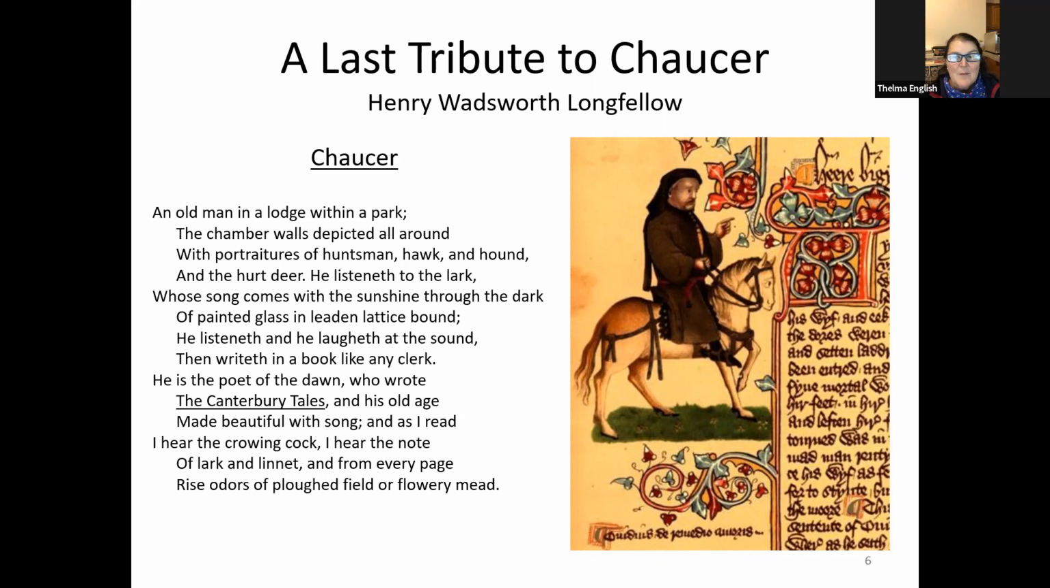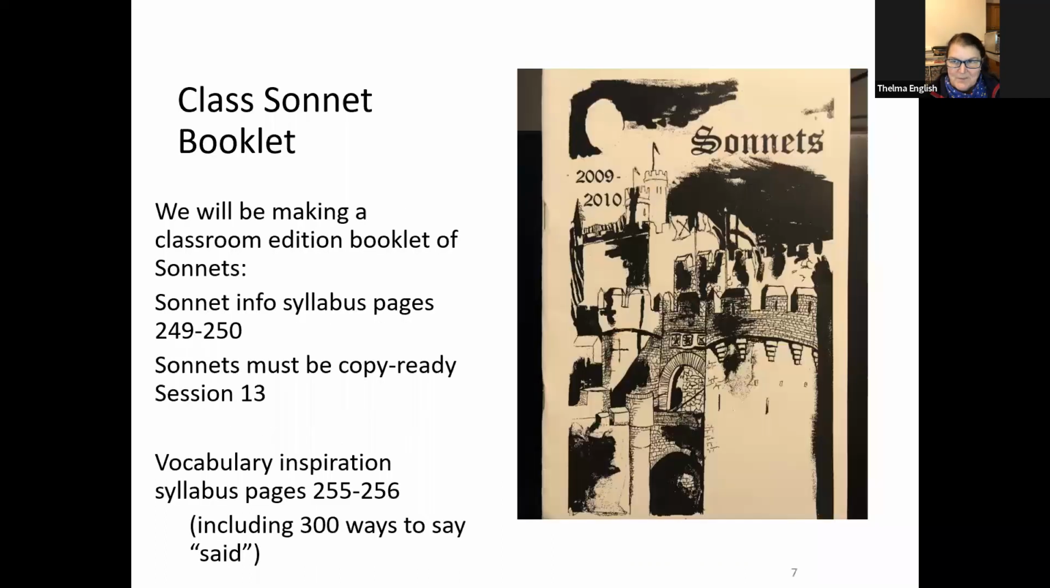That is quite the compliment to Chaucer. That Henry Wadsworth Longfellow is telling us that as he reads the Canterbury Tales, he can almost hear the cock crowing in the tale of Chanticleer. You've read some of these, and he can almost smell the plowed fields and the flowery mead. It's quite a tribute to Chaucer.